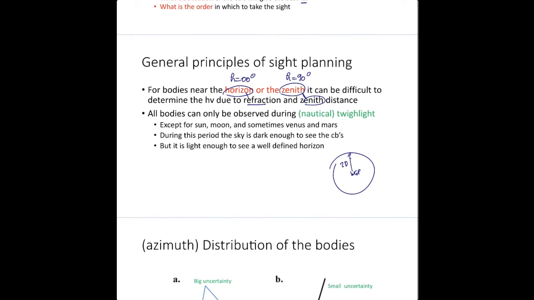Now, all bodies can be observed during twilight, nautical or civil twilight. For us, we use nautical twilight, except for the Sun and the Moon, of course, and Venus and Mars. In some cases, they can also be seen. The Sun, of course, always, but the Moon, Venus, and Mars can, in some instances, on some dates, also be seen during the day. Now, why nautical twilight? Because during this period, it is dark enough to see the celestial bodies, but on the other hand, it's also light enough to have a well-defined horizon. When it's completely dark, you can't see the horizon, so you cannot measure the altitude of the celestial body. When it's too light, you don't see the celestial bodies, except for the Sun. So then it's also nearly impossible to do an intercept.